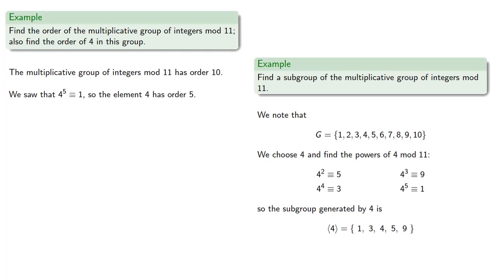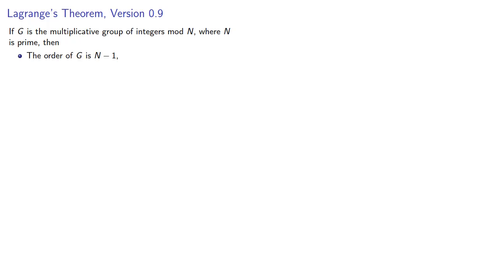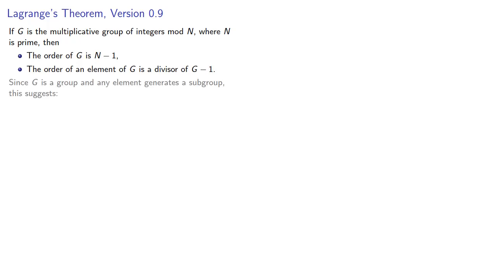And if you look carefully, you can see why, even though the term has two different definitions, they are pretty closely related. The fact that 4 has order 5 also reflects in the fact that the subgroup that we get has 5 elements. So where does that put us? Well, we found that if G is the multiplicative group of integers mod n, where n is prime, then we can say that the order of G is n minus 1, there's n minus 1 elements in the group, and the order of an element of G is a divisor of n minus 1.